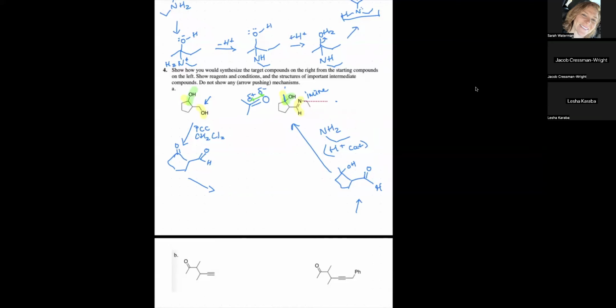So in order to do that, we have to make that space for it to go on. But like an alcohol, it's not going to add anything there, right? So there's nothing for it to add to. So we have to make that double bond. So that's why we oxidize it first, right?